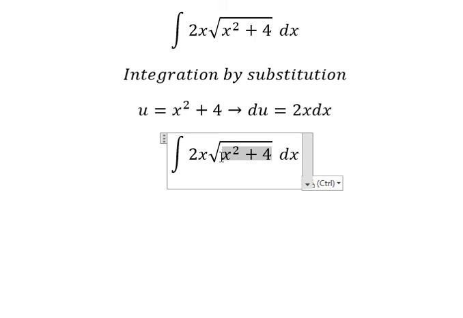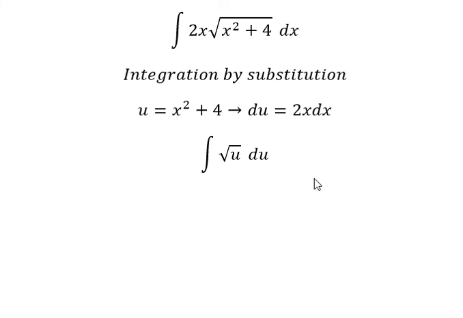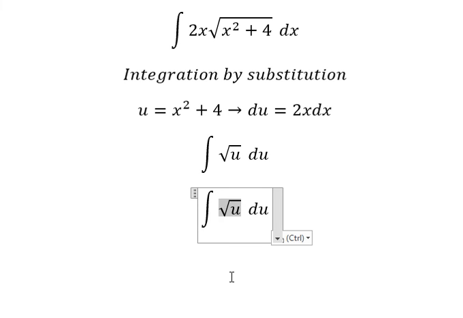So this one we change by u. 2s ds we change by du. The square root of u, we have u to the power of 1 over 2.